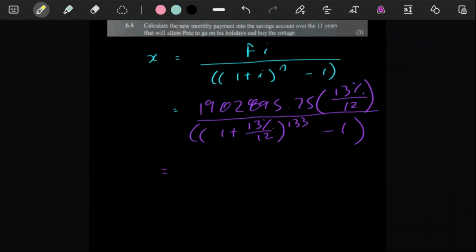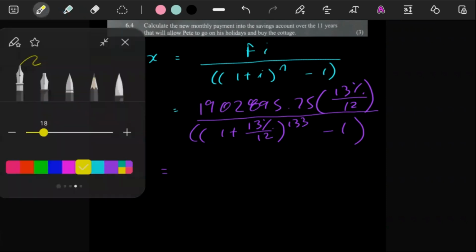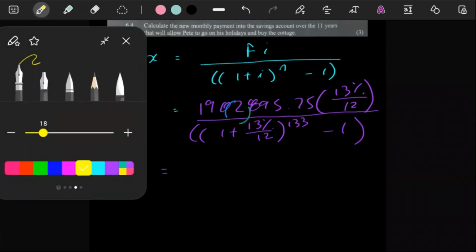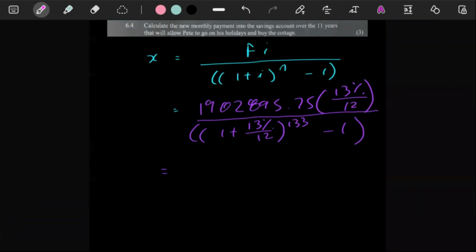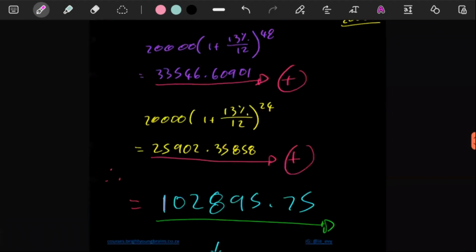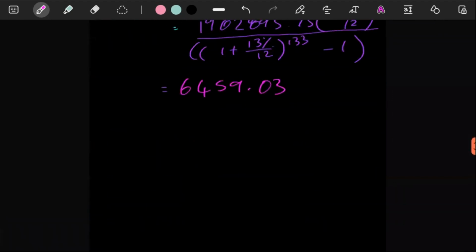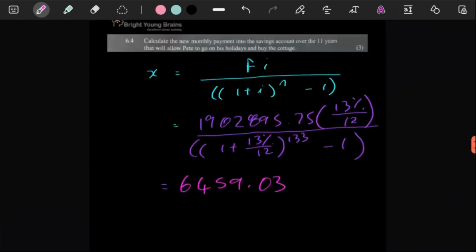Putting all this into the calculator, let's see what we get. Okay, yeah. So in the calculator, we're getting 6,459.03. That's the final answer, which is okay, not bad at all. It's not too far from his initial one anyways. It's literally just almost 300 rand more. So not bad, 300 and something. So let's move on to question number 7.